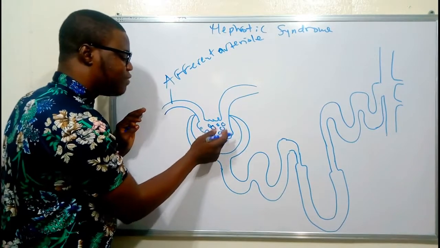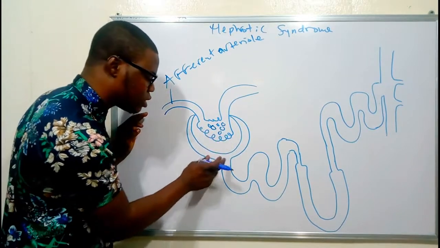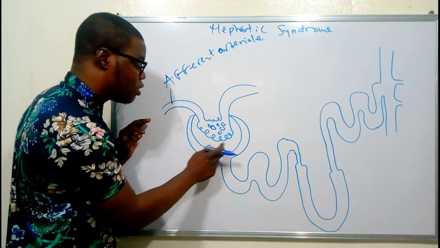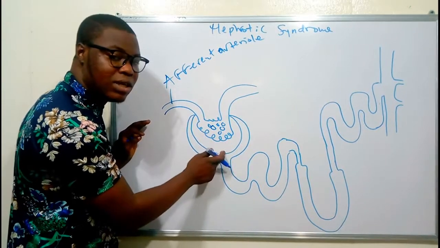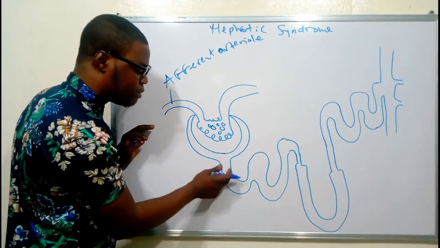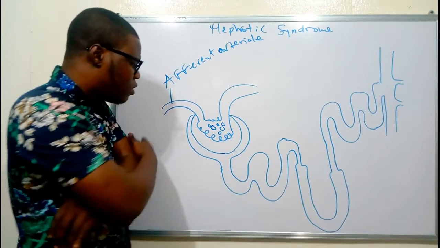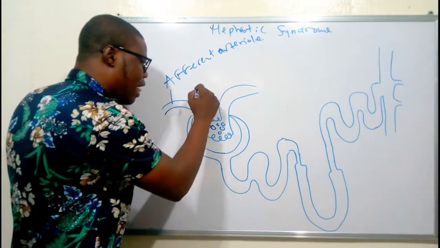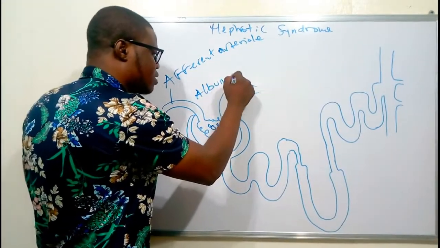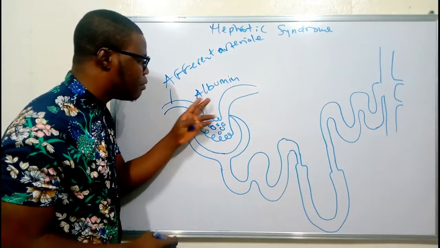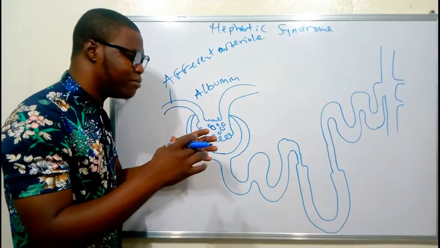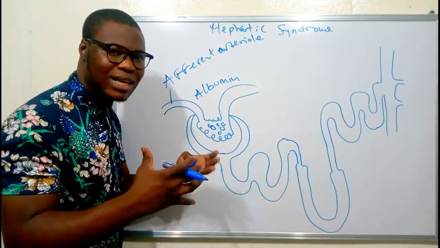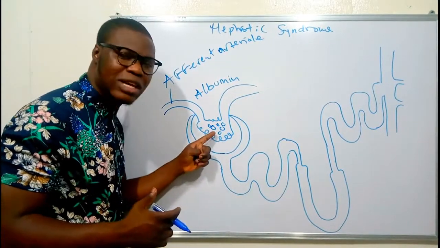This sieve is going to allow some things to escape down into the proximal convoluted tubule, right from the Bowman's capsule. Now, one of those things that are not supposed to leave the blood is albumin. That is what we were discussing the other time. This albumin has a large molecular size, so it's not supposed to pass through that pore.